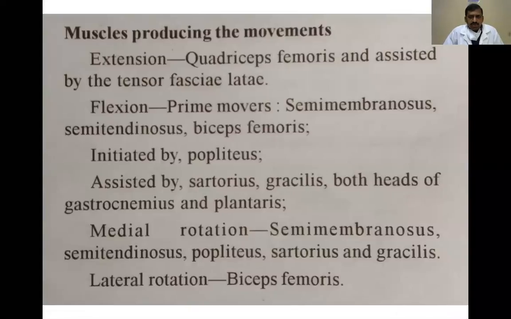What are the muscles producing the different movements? Extension is by the quadriceps femoris, assisted by the tensor fasciae latae. Flexion is by the semimembranosus, semitendinosus, and biceps femoris, and flexion is initiated by the popliteus by unlocking the knee joint. If you want to flex the knee joint, first you must unlock the joint from the locking position. What is unlocking and locking? We will see. Flexion is also assisted by sartorius, gracilis, both heads of the gastrocnemius, and plantaris.